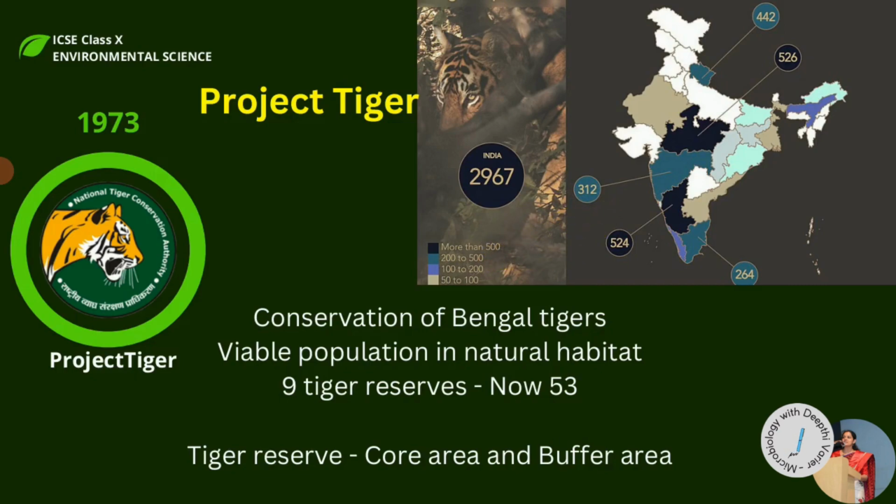So that is why this Project Tiger is one of the most successful projects in the country. For environmental projects, it has been really successful because we have been able to significantly improve the number of tigers. And this project was implemented in 1973. So this is something that you need to remember about Project Tiger.